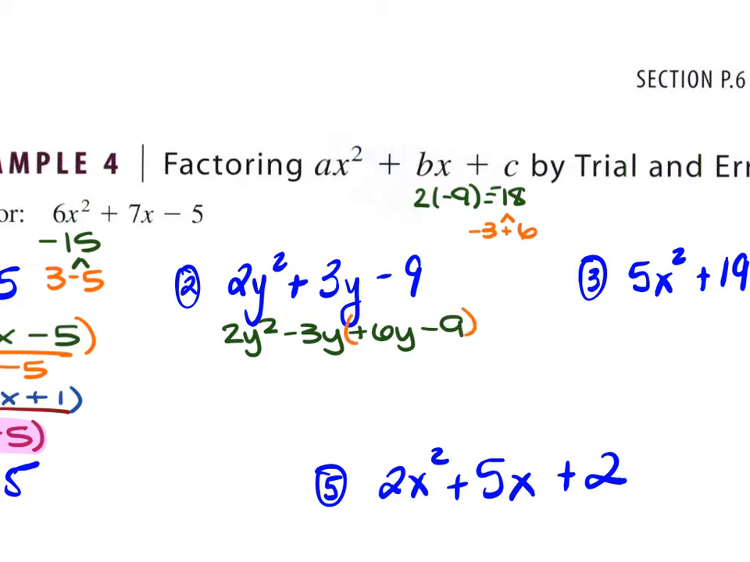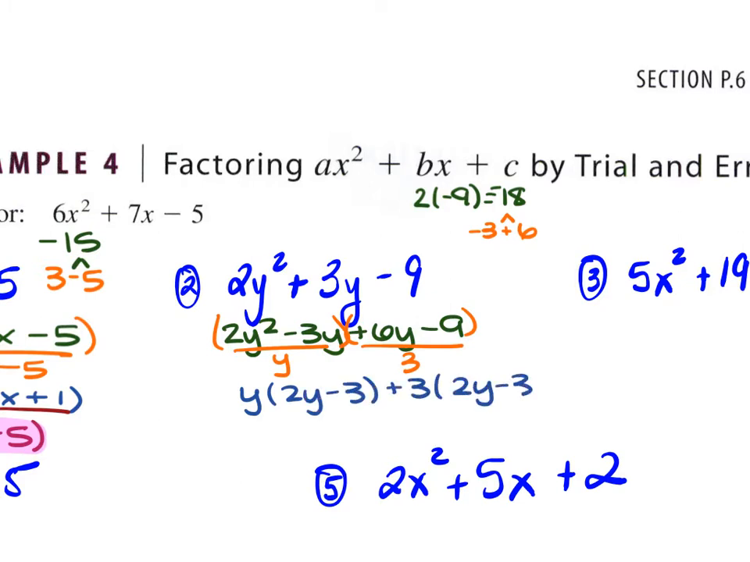We factor by grouping. The first set of parentheses, factor out a y. Second, factor out a 3. So this is y times (2y minus 3) plus 3 times (2y minus 3). Our two parentheses are the same, so rewrite it once and make another set with the y plus 3. So (2y minus 3)(y plus 3) is our answer.